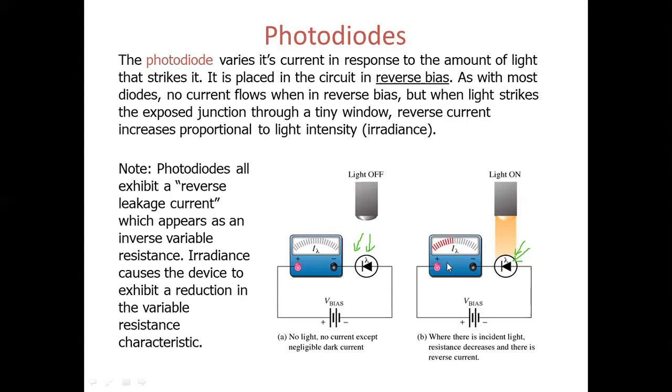The reverse current appears in this photodiode when light strikes the outer window area of the diode, and then we get the output here. Some reverse current is showing. So photodiodes all exhibit a reverse leakage current, which appears as an inverse variable resistance. Irradiance causes the device to exhibit a reduction in the variable resistance characteristics.